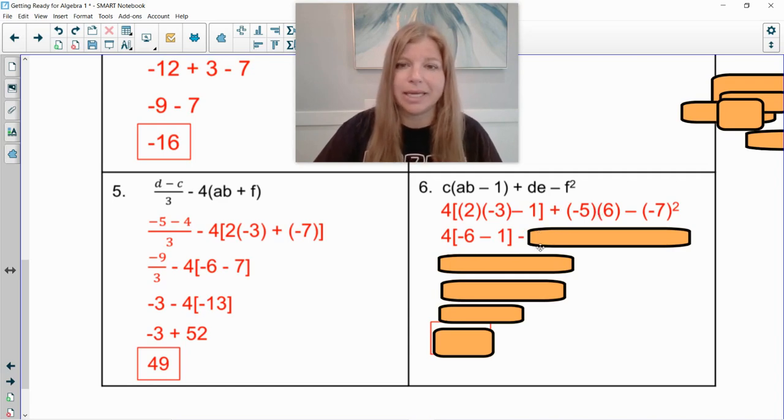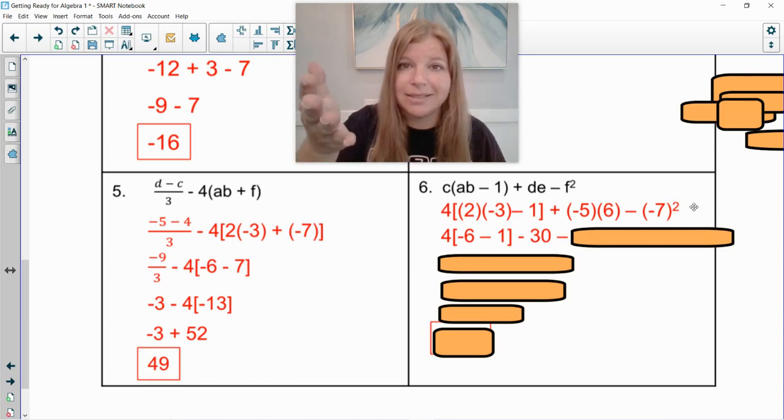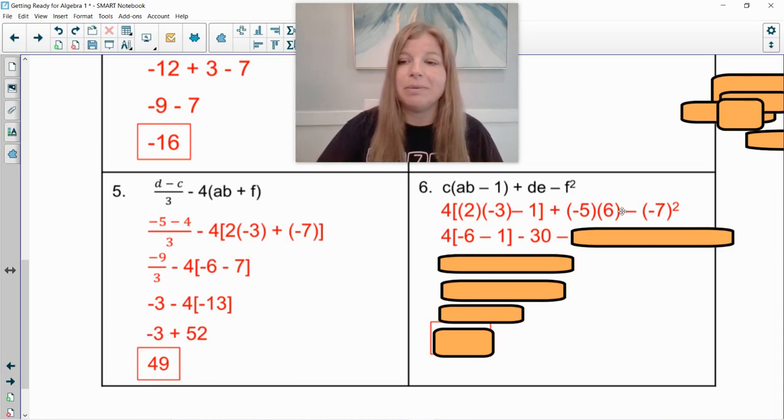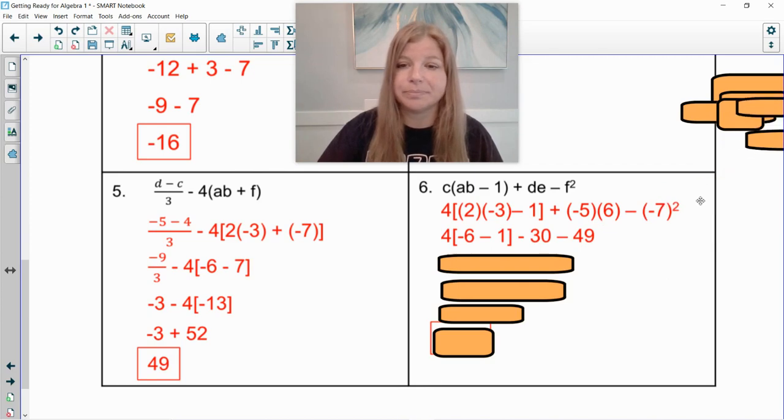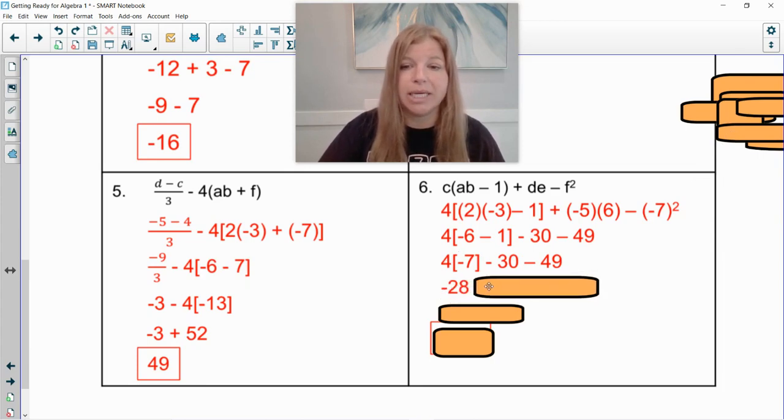I don't want to write plus -30. I would just write minus 30. And then minus (-7) squared means -7 times -7. A negative times a negative is a positive. And so that would be minus 49. I take care of what's in my grouping symbol here. So this is now 4 times (-6 minus 1), which is -7. Bring down the minus 30, minus 49. 4 times -7 is -28.